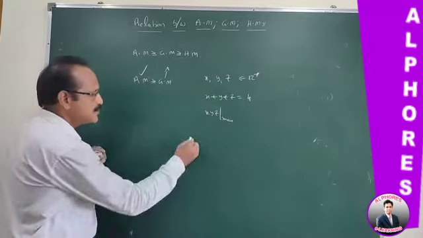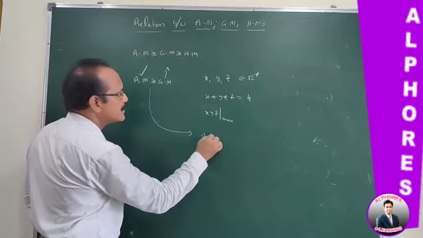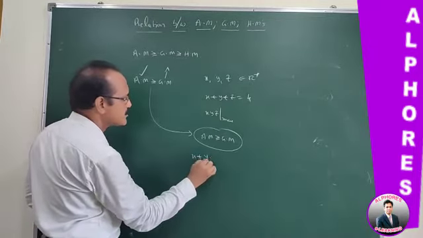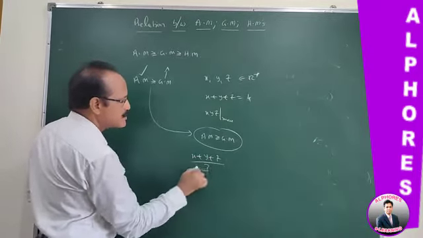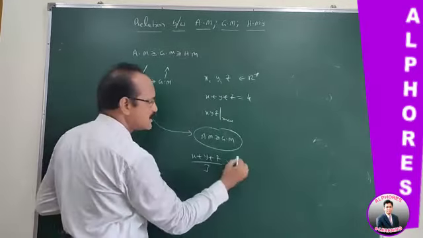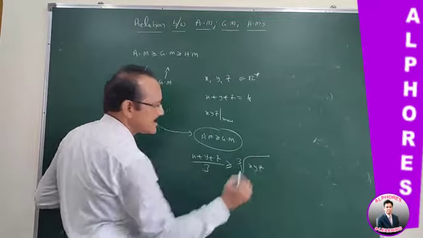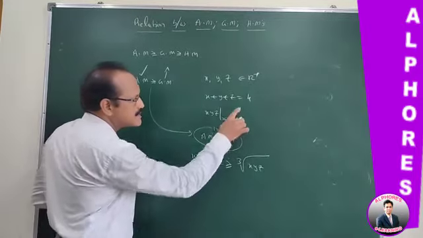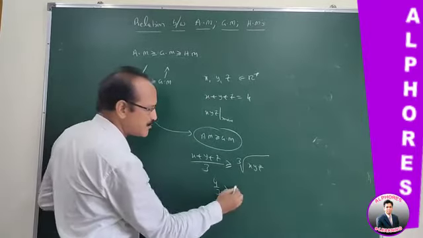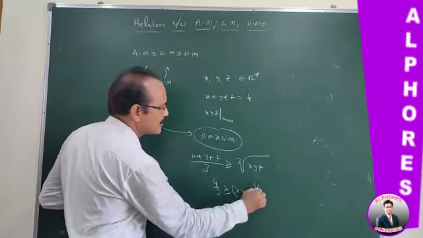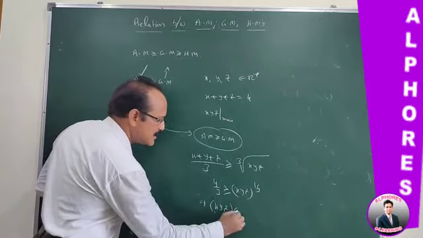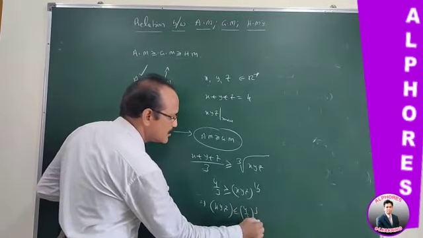By using this concept, arithmetic mean greater than or equal to geometric mean, right? The arithmetic mean of three numbers is (x plus y plus z) by 3, the sum of the quantities by the number of quantities, which is greater than or equal to the geometric mean of x, y, z, the cube root of xyz. Here x plus y plus z is given as 4, so the sum is given. We are calculating the maximum value of their product, (xyz) whole power 1 by 3 is less than or equal to 4 by 3, or you can write xyz is less than or equal to (4 by 3) whole cube.